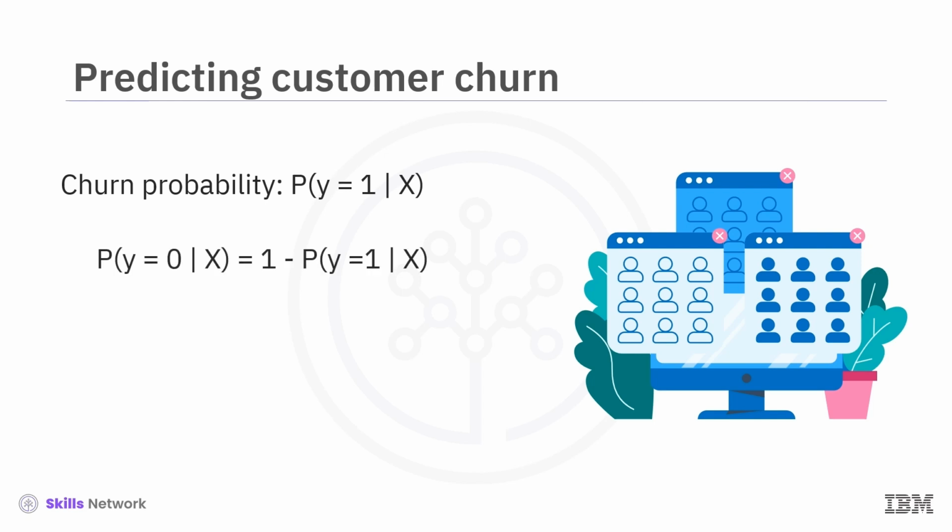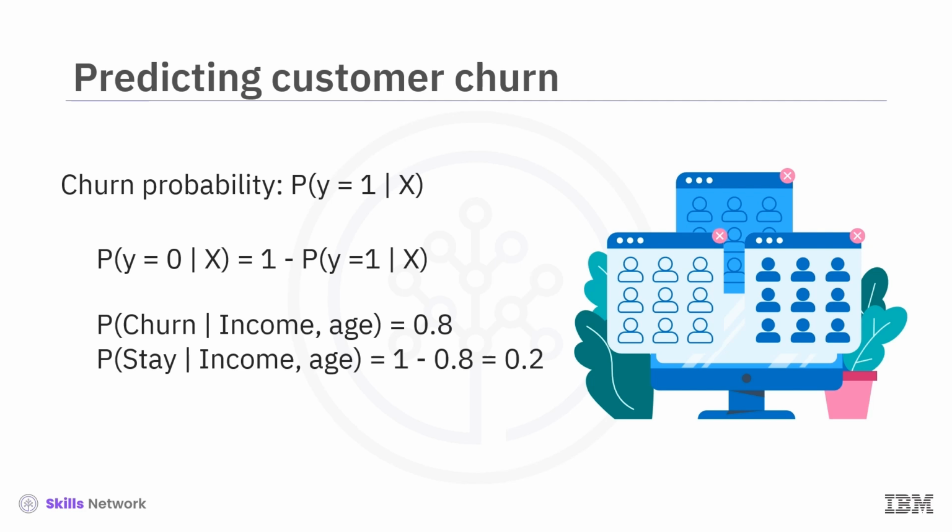Notice that the probability that the customer won't churn is 1 minus the churn probability, as the two probabilities must add to 1. For example, suppose the probability of churn given a customer's income and age could be 0.8. Then, the probability of the same customer staying is 1 minus 0.8, which is 0.2.